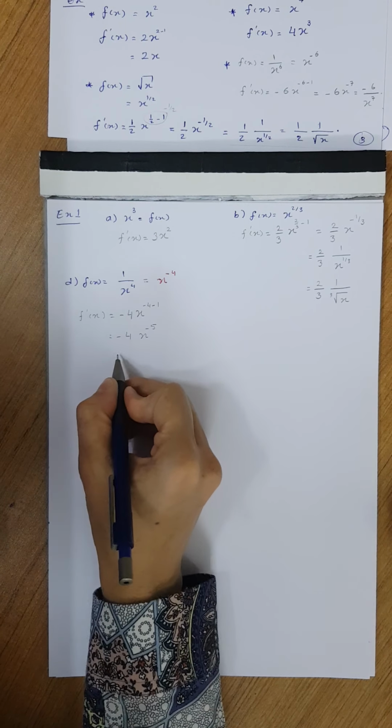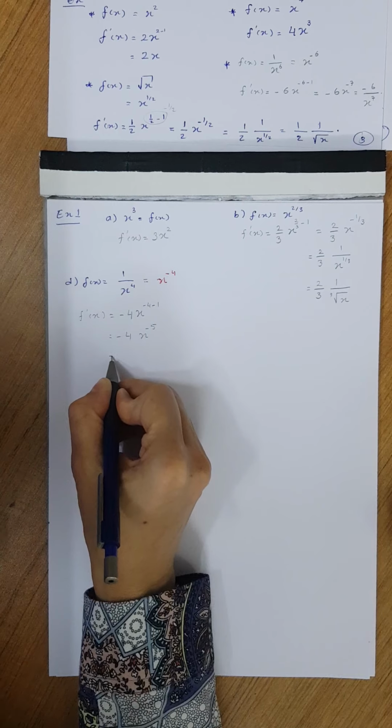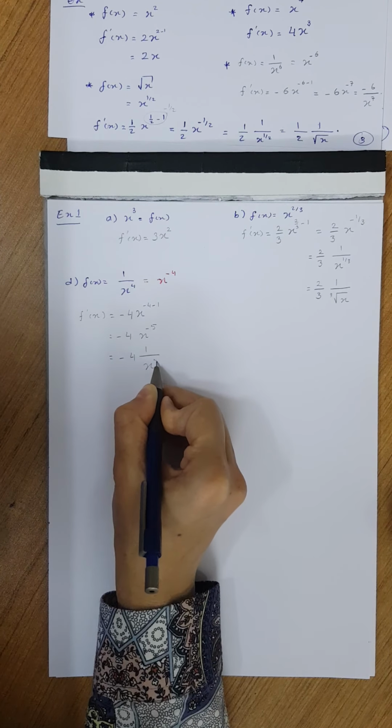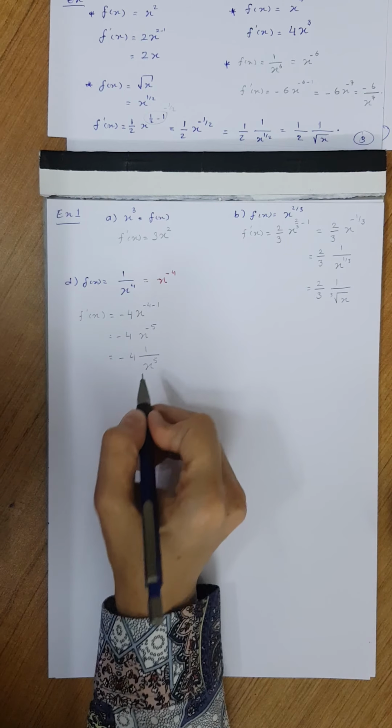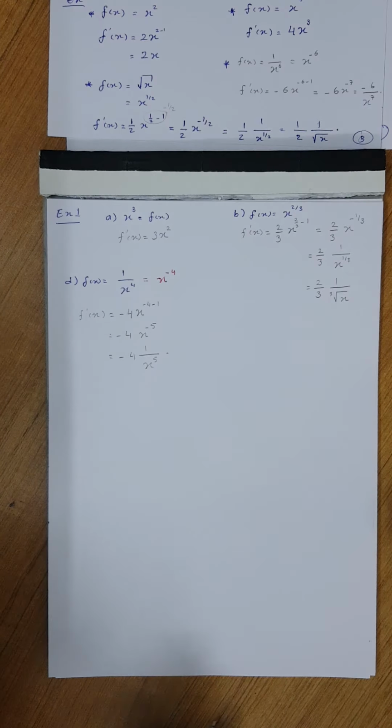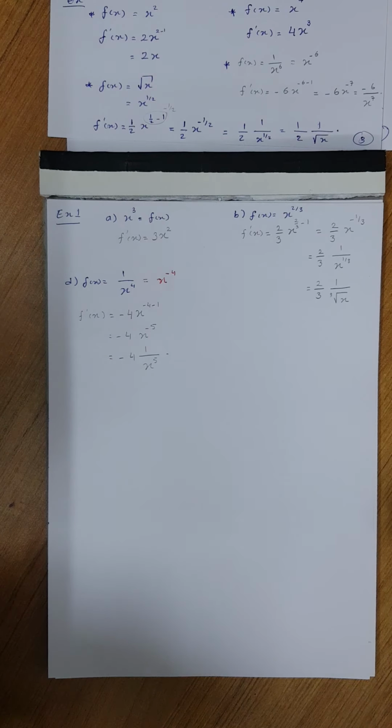If you want to rearrange this one again, we have this one equal to minus 4 over x to the power of 5. Why did it come down to the denominator? Because we've got a negative power in here.